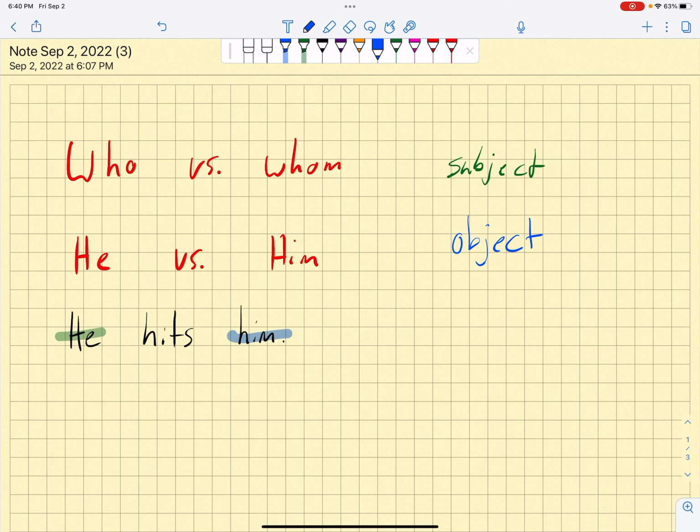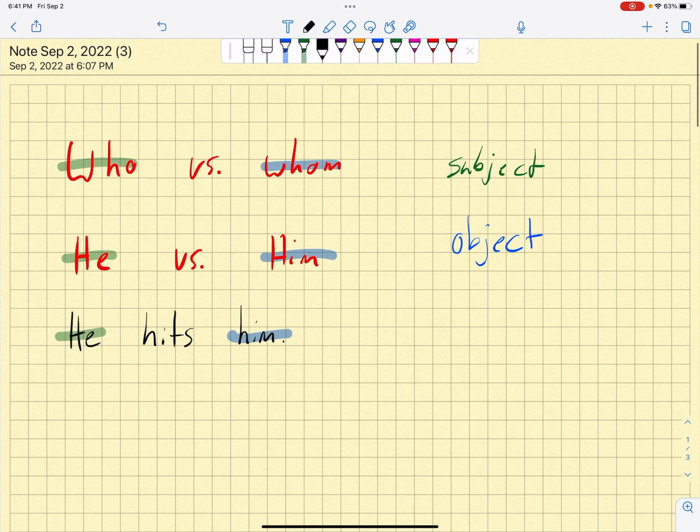The most important thing for us to remember is that he and who correspond to each other. He and who are both the subjects in the sentences, they're both subjective pronouns. And that leaves whom and him to be the objective pronouns. Those also correspond to each other. So who, he, whom, him.